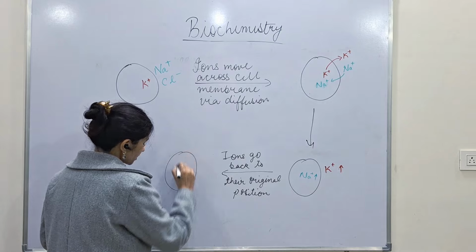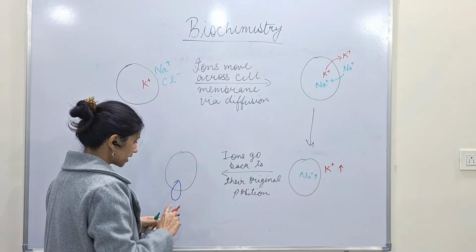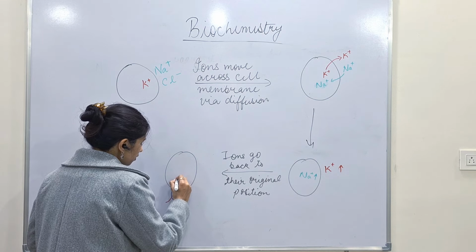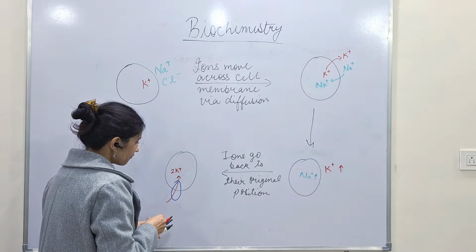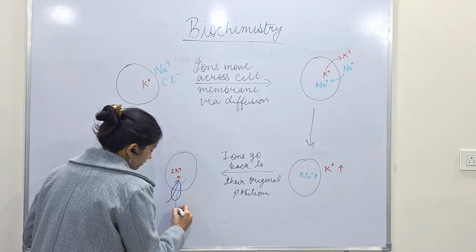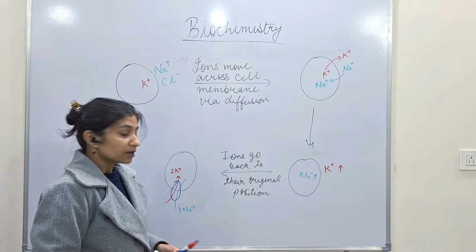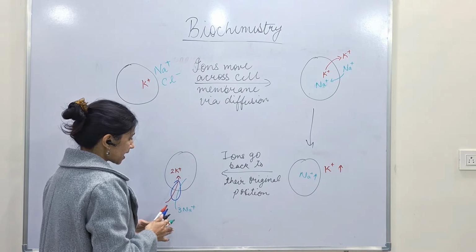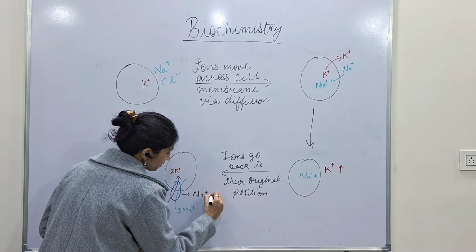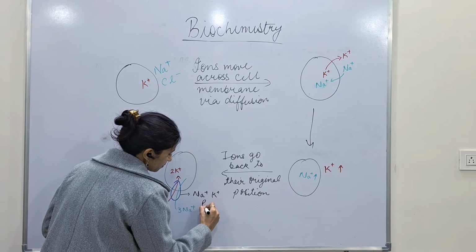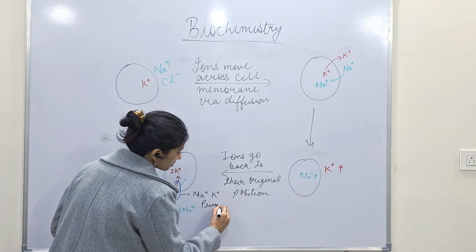So for this, a specialized system called gates or channels is utilized. Here, transfer of two potassium ions takes place inside the cell, whereas the transfer of three sodium ions takes place outside the cell. And this system is termed the sodium potassium pump. How does it take place? That we will discuss further.